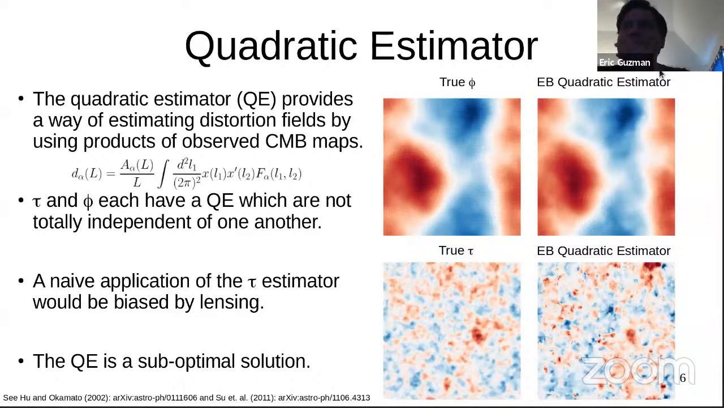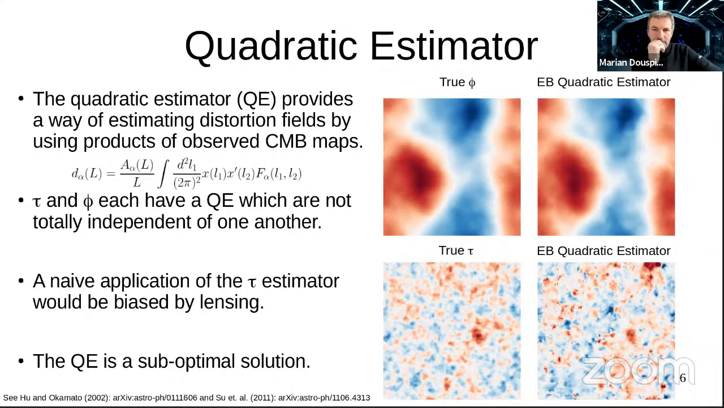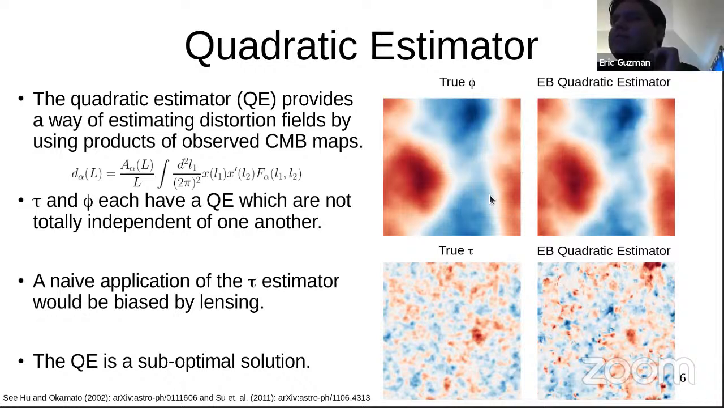Okay, so sorry, I'll do just a quick recap. I'm not sure where I cut off, but hopefully you heard the explanation about the quadratic estimator being a suboptimal solution. So on the right, there were just some examples of the true versus the estimates. You can see the tau estimate is still quite noisy, even with zero instrument noise. And so the goal is to create something that goes beyond this.